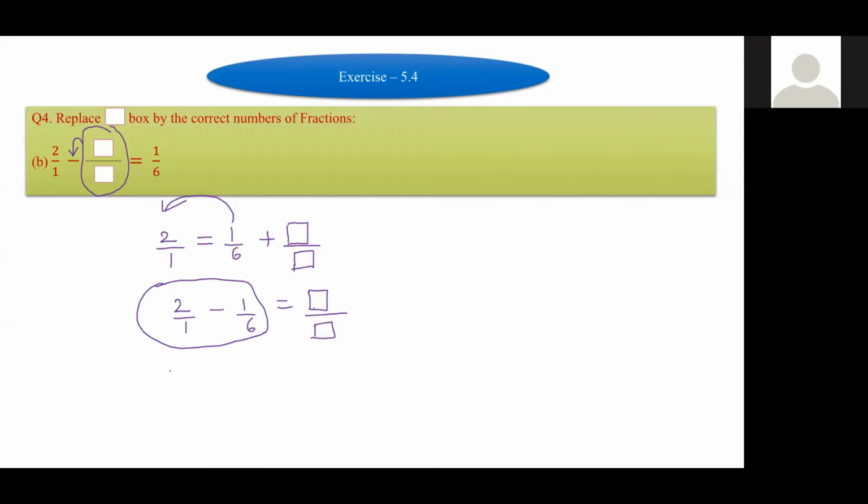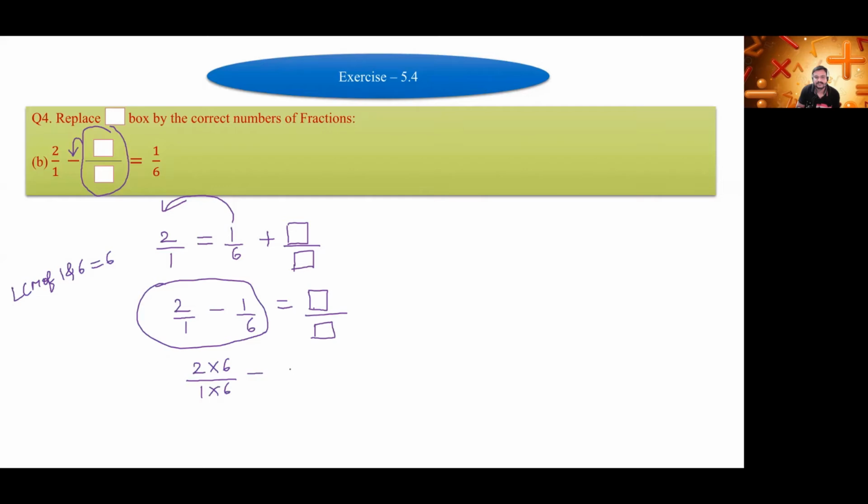2/1. We have to convert unlike fractions to like. Correct. So what will be the LCM then? Sir, how will we take out the LCM of 1? Oh, it will be as it is. The answer will be 6. So 2 into 6 upon 1 into 6, or 12 upon 6, minus 1 into 1 upon 6 into 1, which is equal to box upon box.